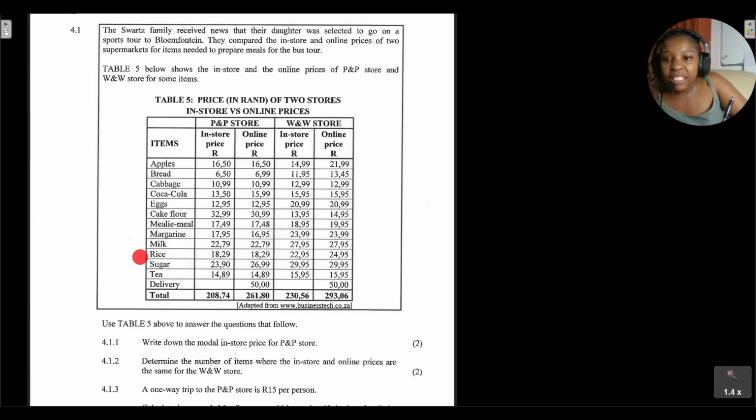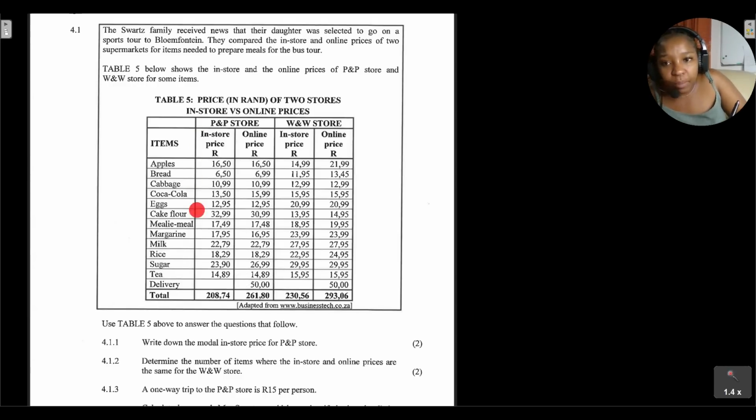Okay, so these are the items that they basically want to buy: apples, bread, cabbage, Coca-Cola, eggs, cake flour, mealie meal, margarine, milk, rice, sugar, tea. Obviously, they're not buying delivery. They're just saying, obviously, if they have to deliver these items, this is how much you would pay if you decide to buy it online, right?